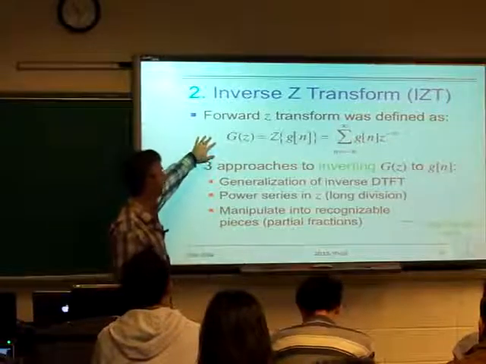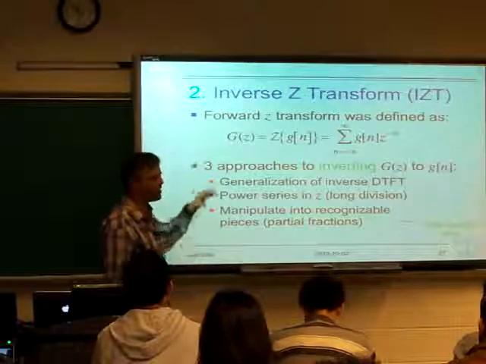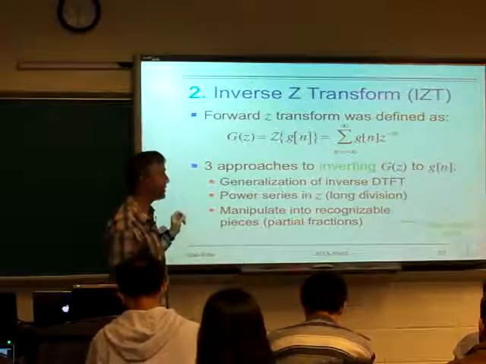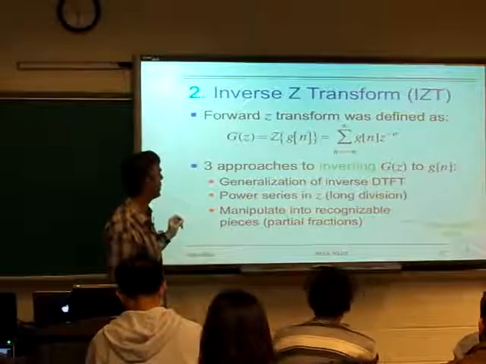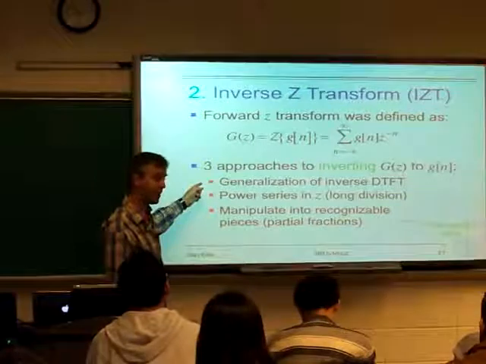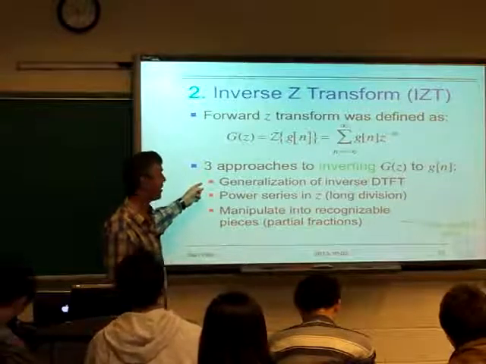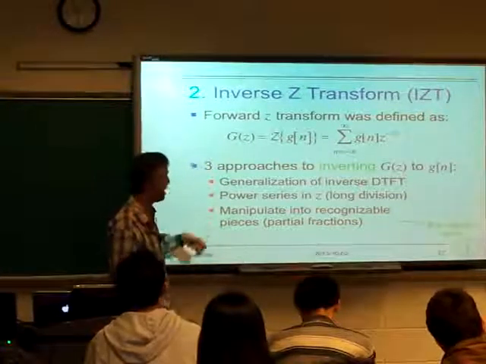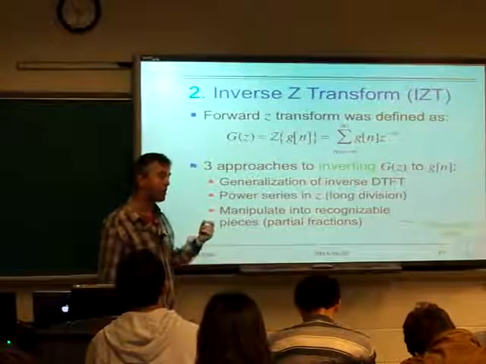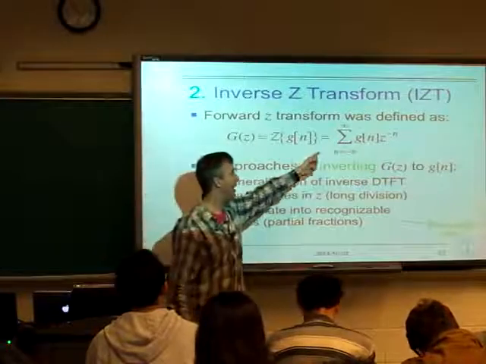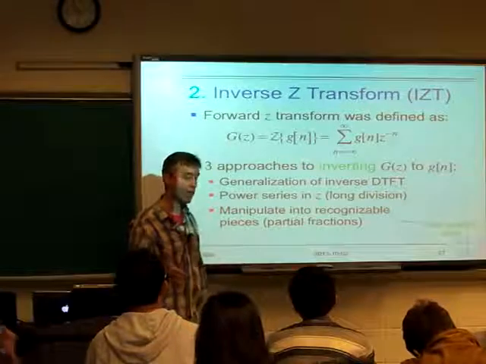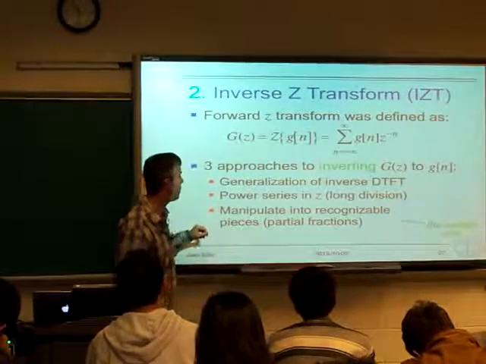Here's the forward z-transform again. It turns out there's no single way that's best to do this. So we'll look at 3 different ways of doing this. One is to look at how we did the inverse DTFT and generalize that, which is the natural way to do it. Another way is to think about the fact that the z-transform is defining a polynomial in z, and just try and work out the coefficients of that polynomial in z, which you can do by long division.